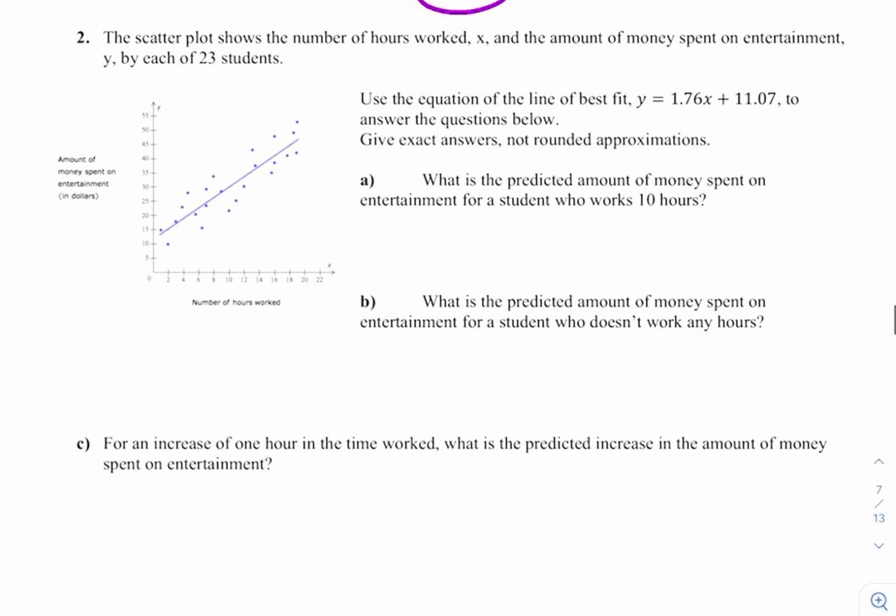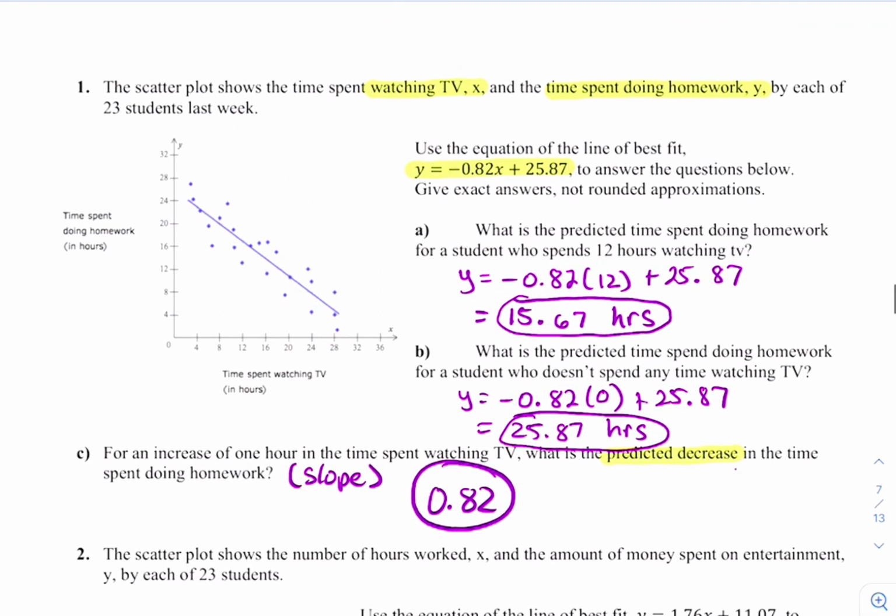Right. So again, I would like you to go ahead and pause the video and then answer those next 3 questions. And while you guys are doing that, I noticed that I made a mistake in problem 1. I'm going to go back and fix that.